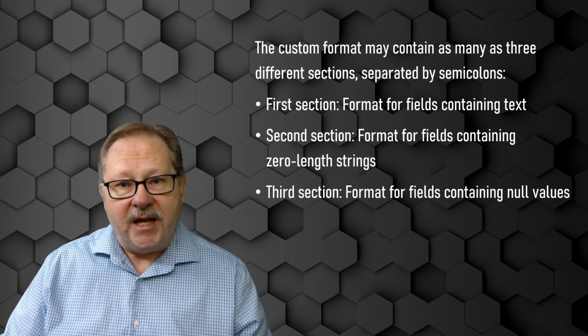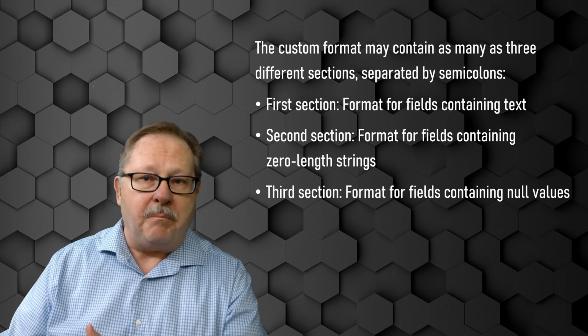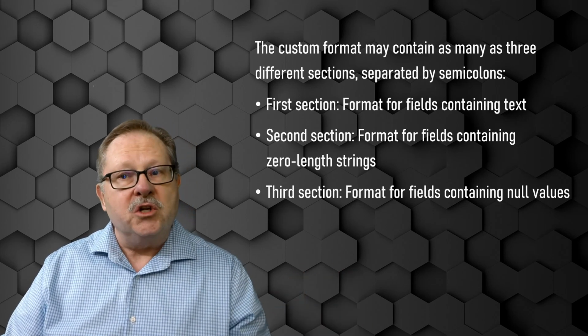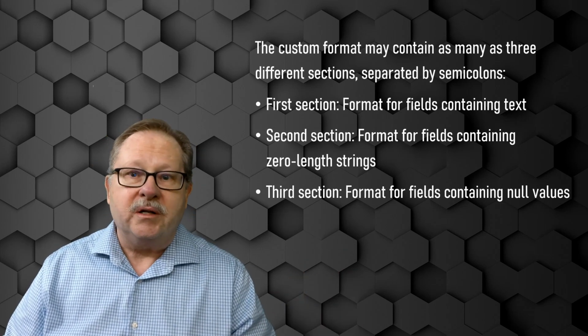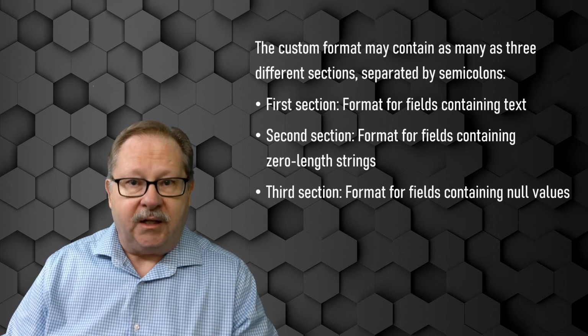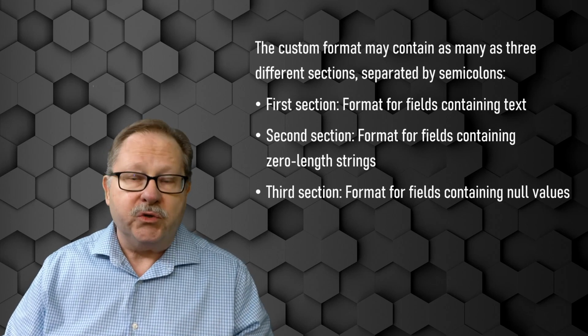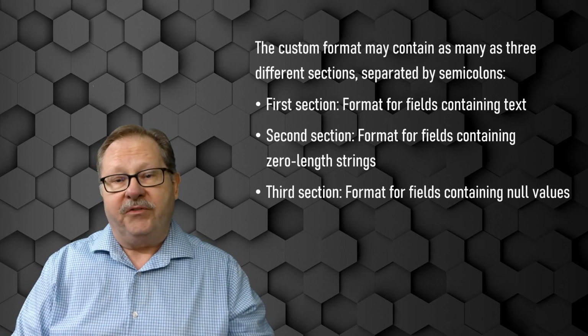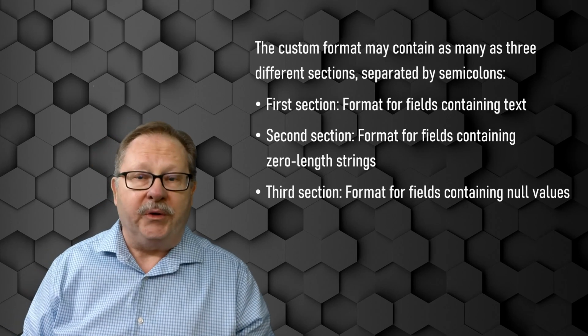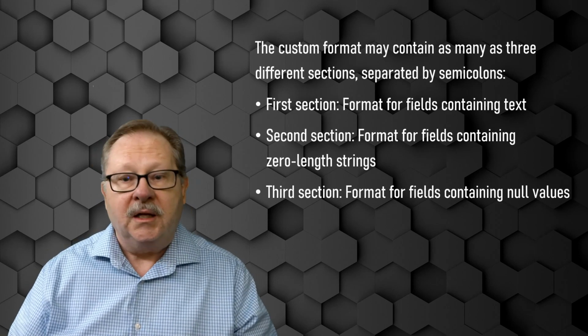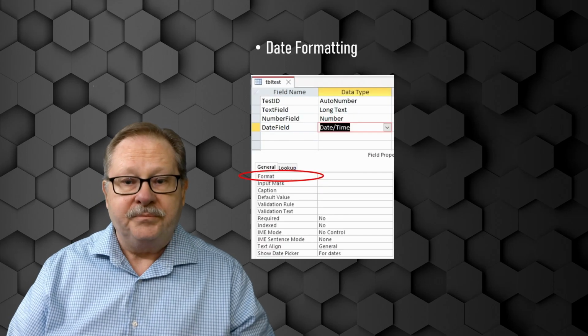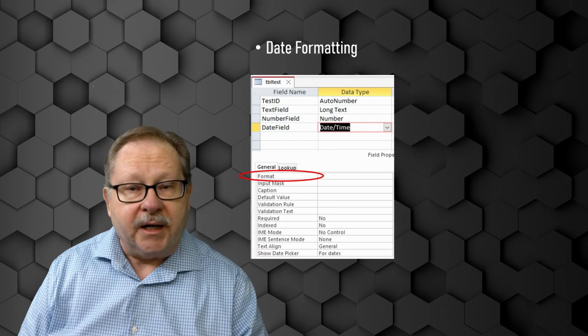Now, understand that if somebody puts a space in, then backspaces it out, it's no longer null. So that's what it means by a zero-length string. So you can have these other two sections to format the field such that if there's no value in there at all, it puts in what you want to have put in there. So let's move on to date formatting.